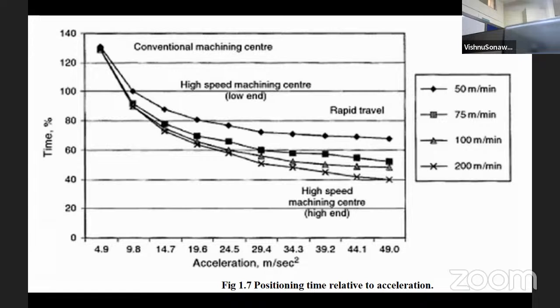And this is the high-speed machining center at low end, where these are the two ends given: high-speed machining center at low end and high-speed machining centers at high end. This is the rapid travel. Here the rapid cutting tool travels from the base point to the required point. This is in meters per second squared.